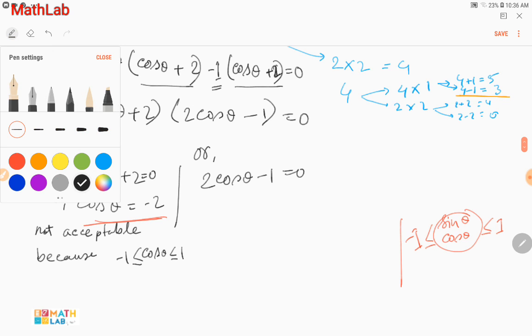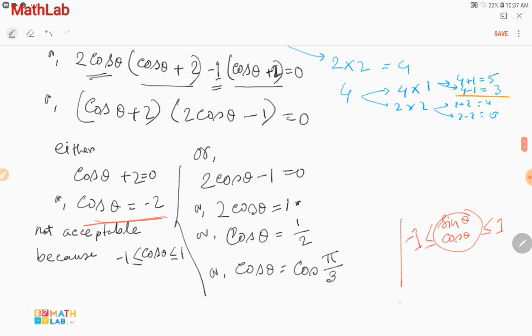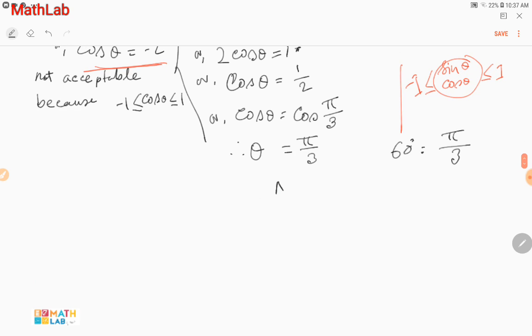So for the second part, 2 cos theta minus 1 equals 0, or cos theta equals 1 by 2. We know that cos 60 degree is half, and 60 degree in radian is pi by 3. So our solution is theta equals pi by 3. Question number 2 is complete. Answer: value of theta is pi by 3.